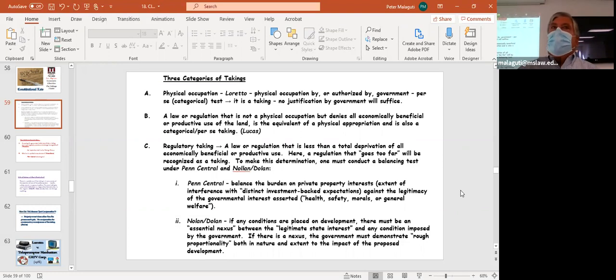So if there is a nexus, but they go way too far and make the conditions so onerous, it would not be roughly proportional, okay? So that's where takings gets mucked up, in this whole regulatory taking thing. You'll be able to spot the physical occupation case pretty easily. You'll be able to spot the total economic deprivation case pretty easily. And then you're going to have to know your balancing test: balance the investment-backed expectations of the individual against the legitimacy of the governmental goals that are trying to be achieved, okay?